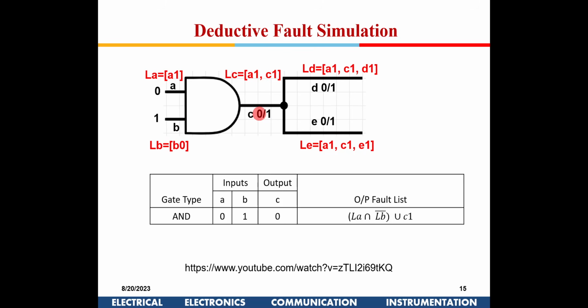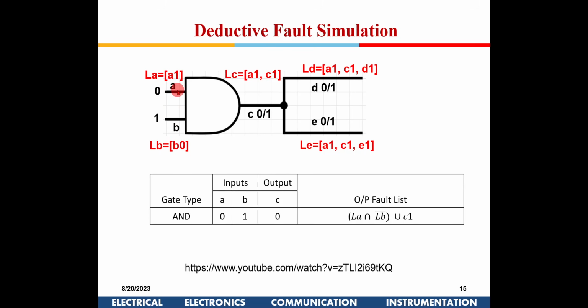Correct? So at this node, I can have A stuck at 1 or C stuck at 1, and I can find that out for this particular test vector. Because I am giving 0 1, and for 0 1 I should be getting 0. If I am getting 1, it means that either A is stuck at 1 or C is stuck at 1, right? B stuck at 0, I am not taking into consideration because any one of these faults will be there at any given time.